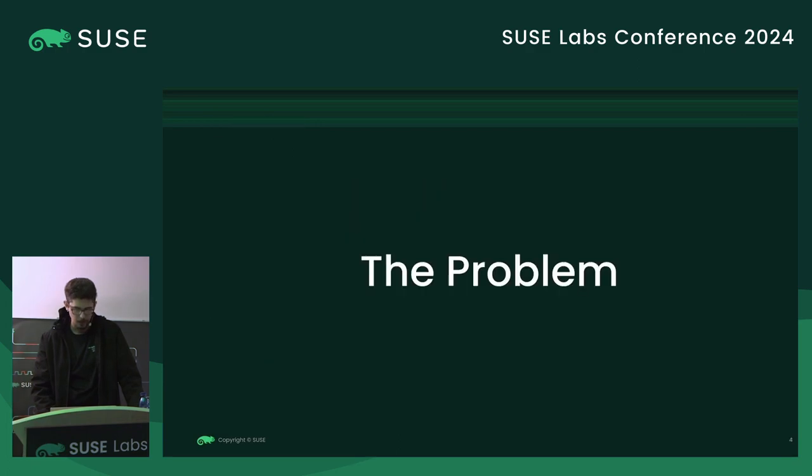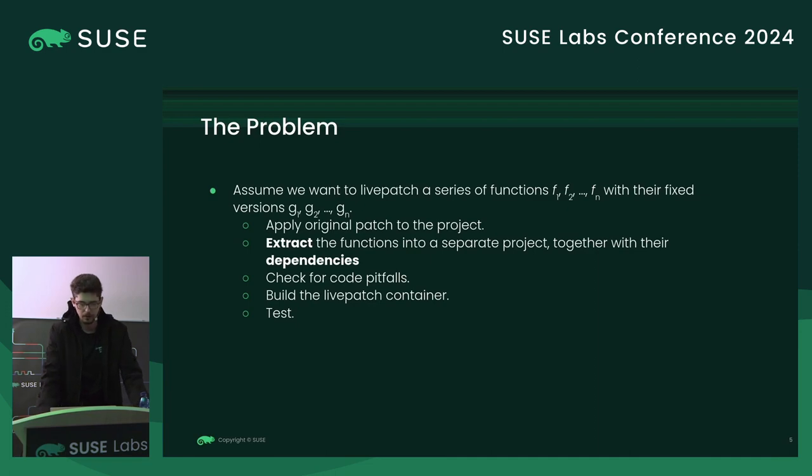So, okay, let me define the problem. In live patching, basically we have a set of functions, and they often have some bug that we want to fix, and then we replace those functions with another set of functions that have their bugs fixed. So what we usually do, but not always the case, we apply the original patch to the project, then we extract the functions, the fixed version of the functions, to a separate project, together with their dependencies. Then we check for code pitfalls, like ensure that it's actually live patchable, or the program doesn't require a clean state. Then we build the live patch and test it.